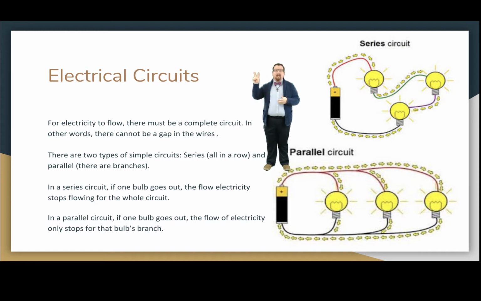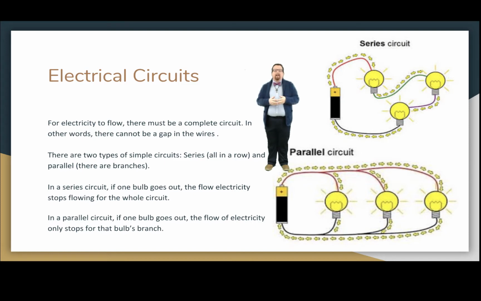There are two types of simple circuits. We have series and we have parallel. In a series circuit, all of the components, light bulbs, switches, resistors, batteries, they're all in a row. They're all in one loop, per se. There's only one path for the electricity to flow through.